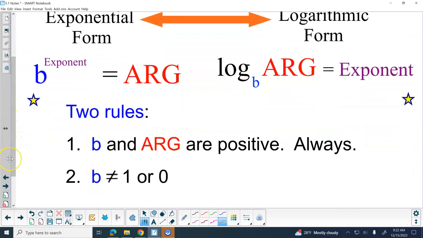So two rules to go along with these. B has to be positive. Can't be 0. Can't be 1. And the argument also has to be positive, because if you think about it, if you've got a positive number and you take it to a power, can that ever be negative?